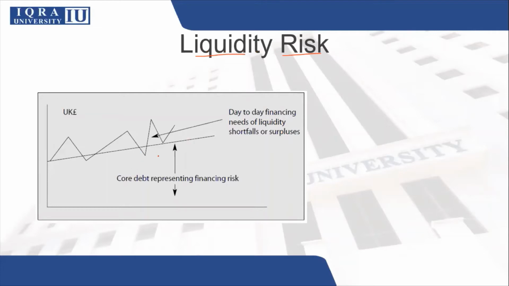For example, over here, you can see that this line is showing you the day-to-day financing needs of liquidity shortfalls or surpluses. Whenever there's going to be a liquidity shortfall in the day-to-day activities, the Treasury Department should have already thought about this and seen the means that they're going to fill in this shortfall. They might simply take a bank overdraft to do that, but it has to be a plan beforehand to avoid liquidity crisis. There are 3 points that should be mentioned over here.